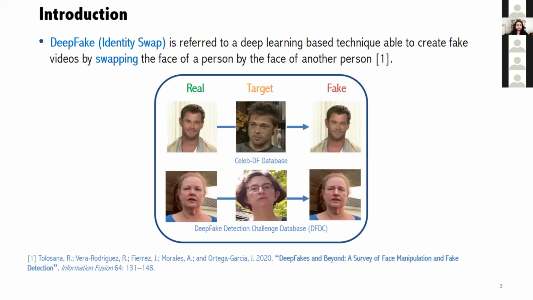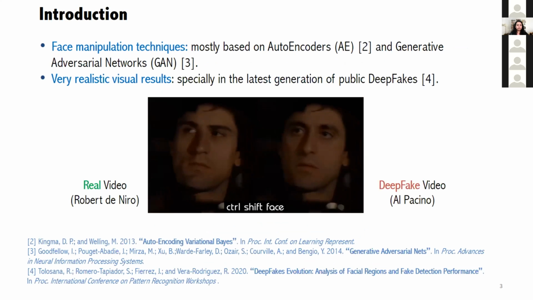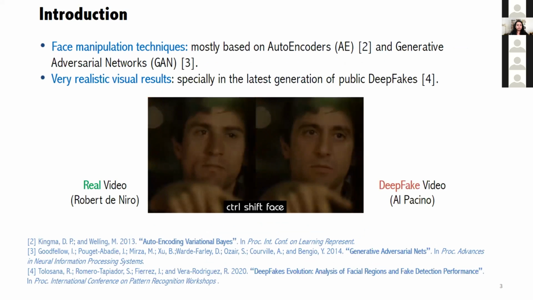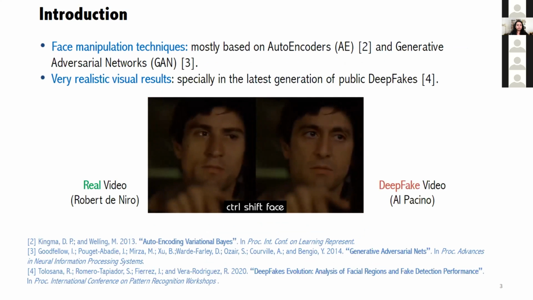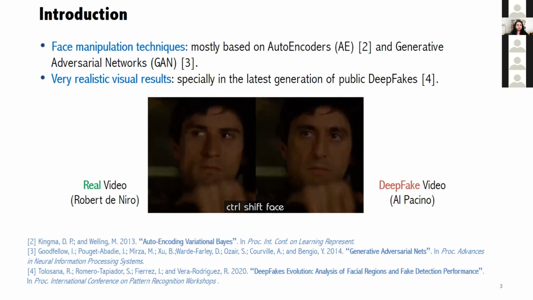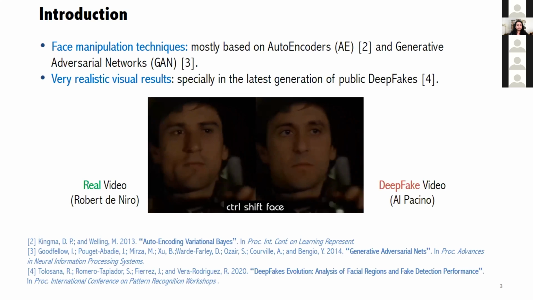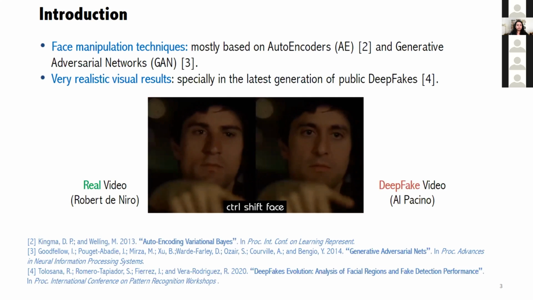Well, a brief introduction. The popular term deepfake usually refers to a deep learning-based technique that is able to create fake videos, swapping the face of a person by the face of another person. This type of manipulation is also known as identity swap, and the research in this field is moving forward very fast. Currently, most face manipulations are based on machine learning techniques like autoencoders and generative adversarial networks, achieving generally very realistic visual results, especially in the latest generation of public deepfake databases. Here in the slide, we can see an example of a realistic deepfake in which the face of Robert De Niro is swapped by the face of Al Pacino.